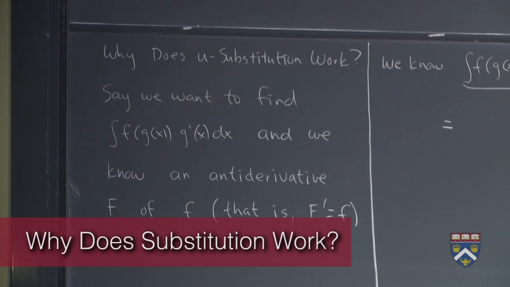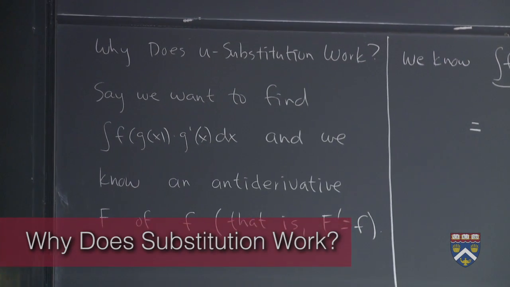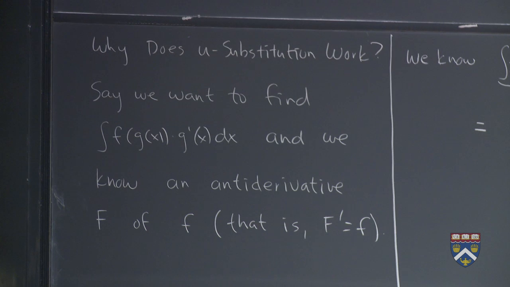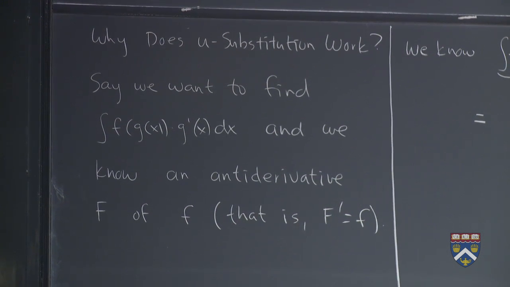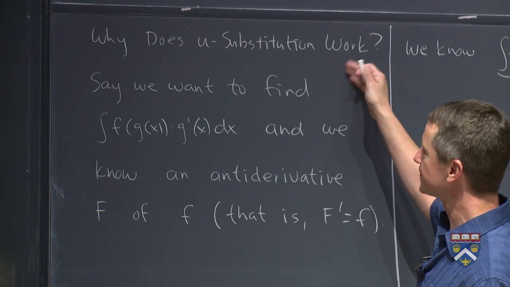Welcome back. All right, so after doing what seemed like a completely illegal thing and treating that du dx as an actual fraction, let's see if we can justify why we could treat it as a fraction and get the right answer. So the question is, why does U substitution work?